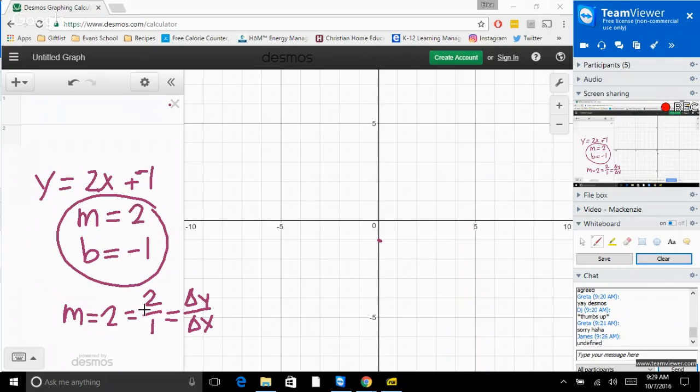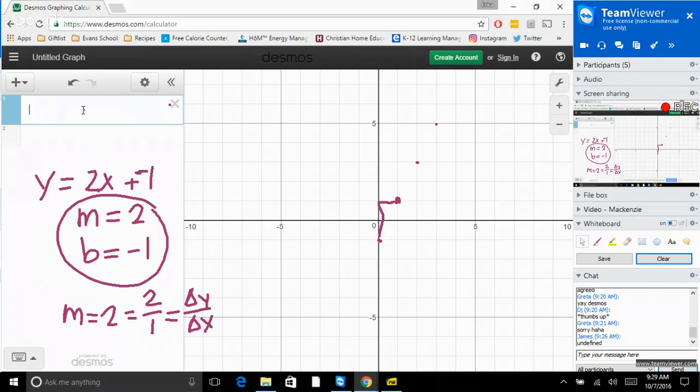Okay, so I rise positive 2 in y, and then I run positive 1 in x. So positive 2 in y would be 1, 2. I'm going up here. And then positive 1 would be this way. So I should have a point right here. I go positive 2 rise, positive 1 run. And then if I connect those dots, I would get a nice sloping line.